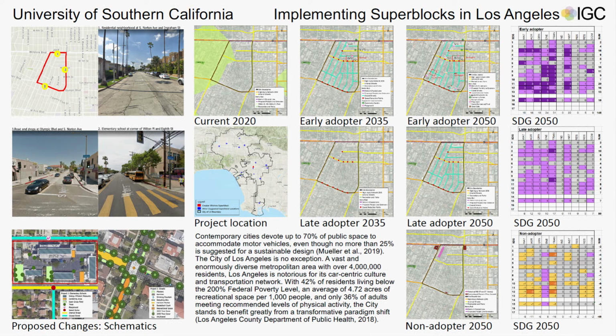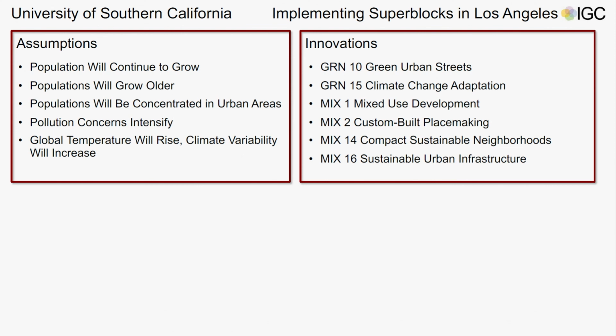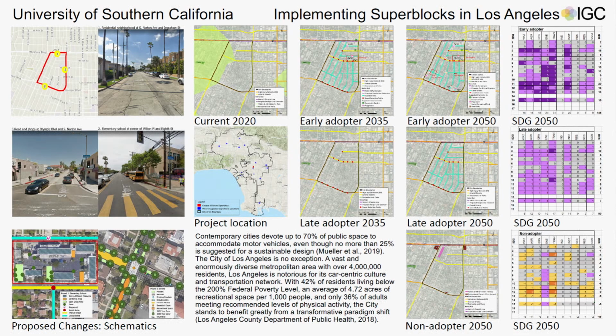The assumptions we followed for our project area are that populations will continue to grow and that they will grow older. Populations will be concentrated in urban areas, pollution concerns will intensify, and global temperatures and climate variability will rise. Here's a list of the innovations that we utilized.